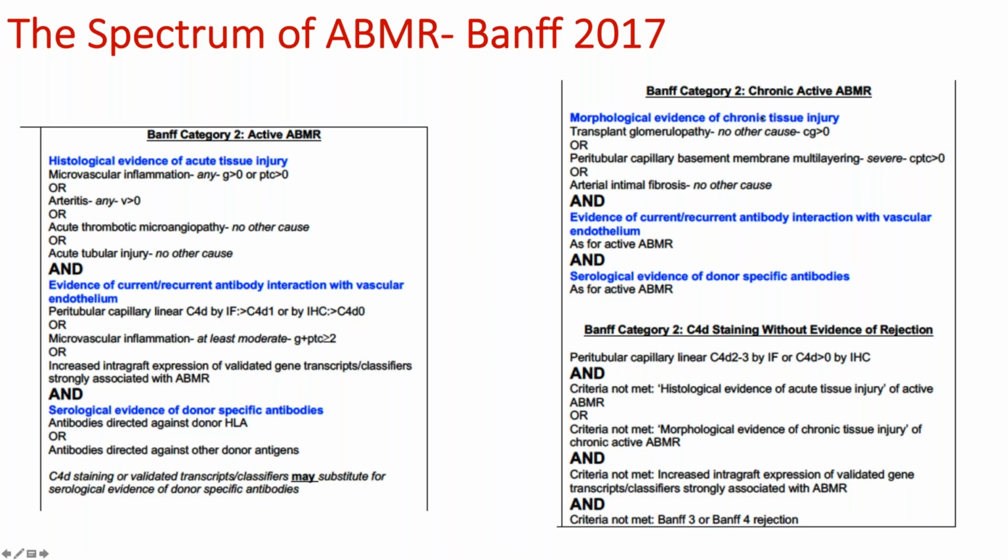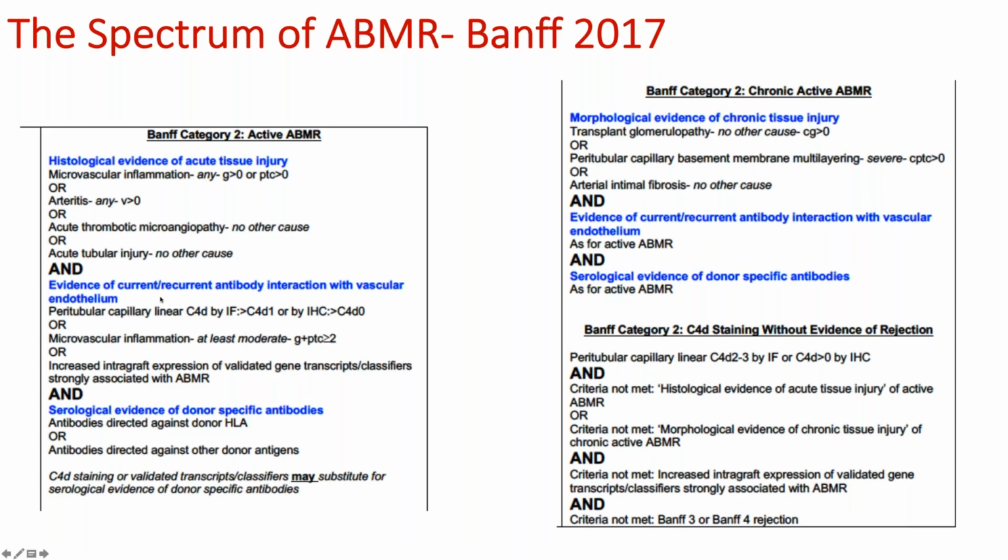So what about chronic active ABMR? Now, morphological evidence of chronic tissue injury. Here, transplant glomerulopathy without any other cause, which is CG score or a chronic glomerulopathy score of more than 0, which means you're seeing double contouring, or peritubular capillary basement membrane multi-layering, which is an electron microscopic finding where a CPTC score is more than 0, or arterial intimal fibrosis, plus an evidence of current or recurrent antibody interaction with vascular endothelium, and a serological evidence of donor-specific antibodies.